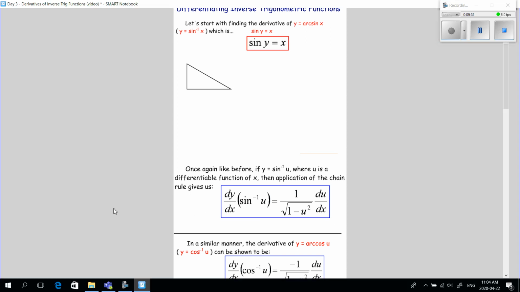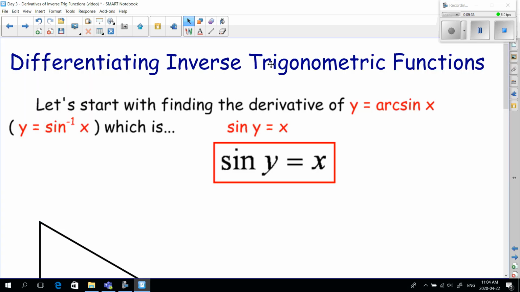So differentiating inverse trig functions. Let's start with finding the derivative. What I'm going to actually do here is show you where the derivative for the inverse sine function comes from. I won't get into deriving all of them. I'll just do the sine function, and then I will show you what the rules are, and we'll go through some examples quickly.